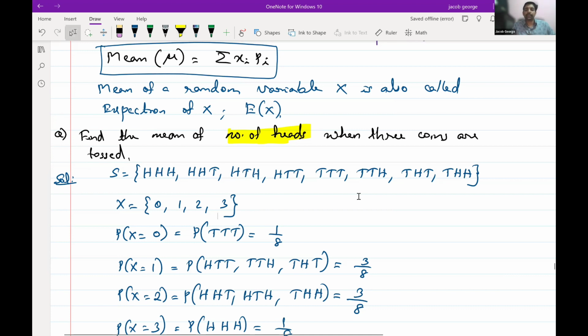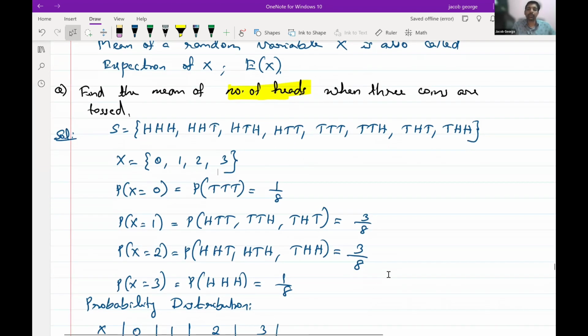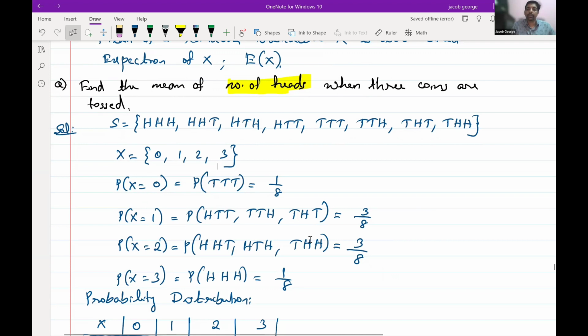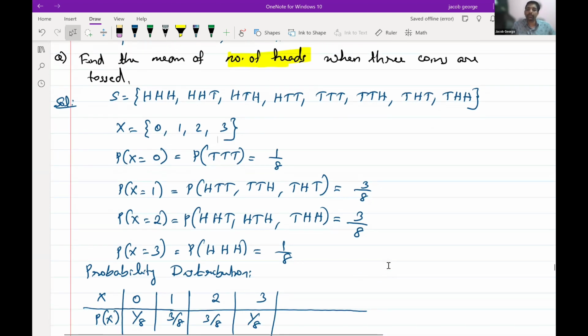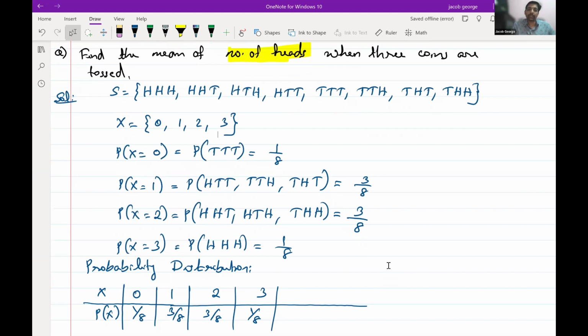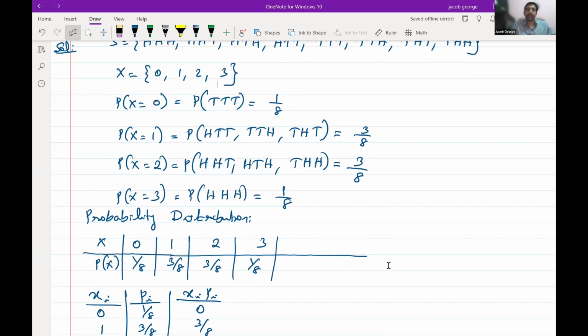Then P of X equal to 1, getting 1 head. 1 head, 3 outcomes are there. I have listed those 3 outcomes. So it is 3 by 8. P of X equal to 2 means 2 heads, 3 outcomes out of 8, 3 by 8. Then P of X equal to 3, 1 out of 8, 1 by 8. Then you will write the probability distribution, X and P of X. X is 0, 1, 2, 3, and its P of X values are written.